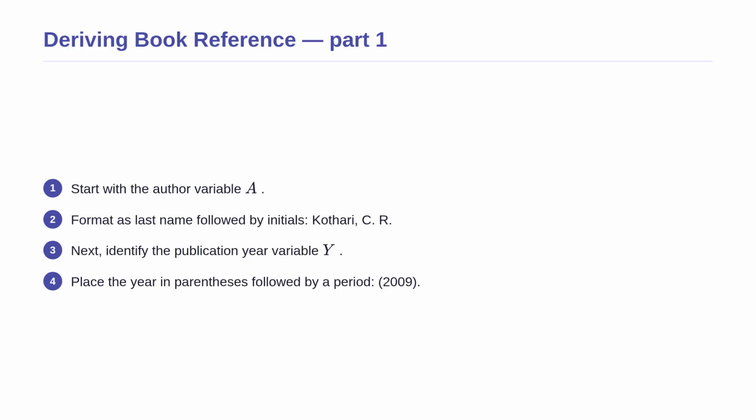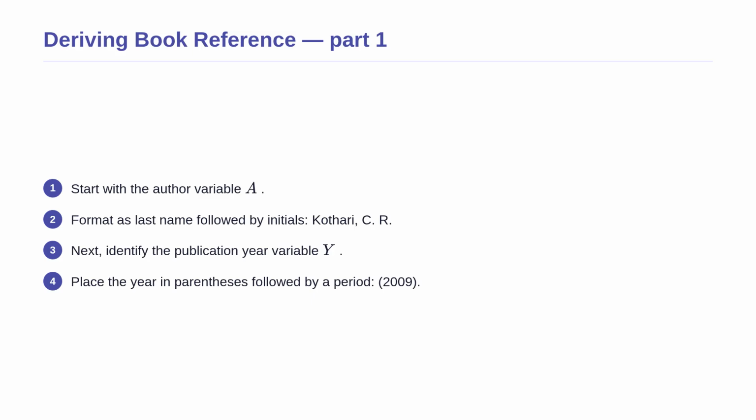Let us break down exactly how we applied the formula to get that final result. We start by setting up the author variable, A. In standard academic formatting, we put the author's last name first, which is Kotari, followed by a comma and the initials CR to give proper credit.